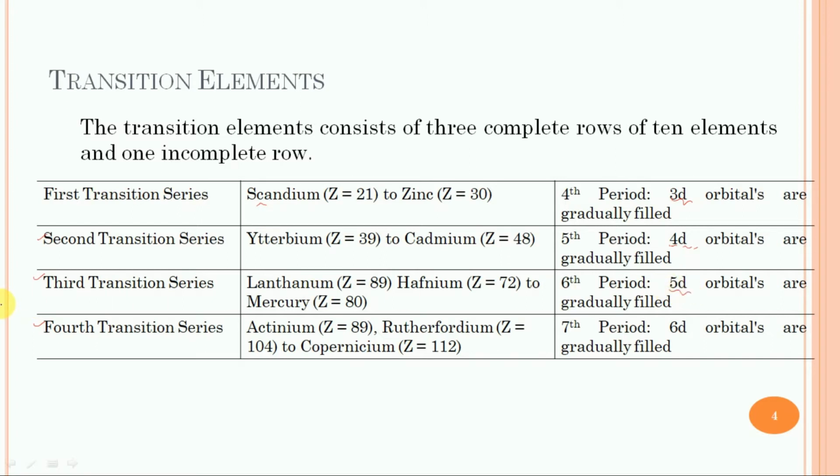and the last one, that is the incomplete one, starts from actinium and goes up to copernicium, and it involves the gradual filling of 6d orbitals.